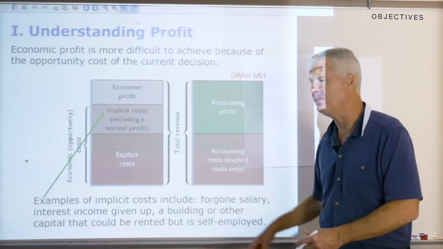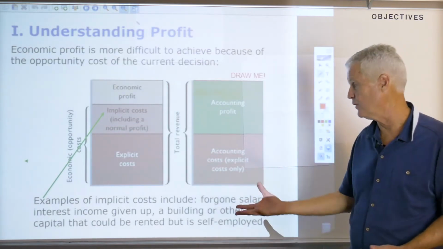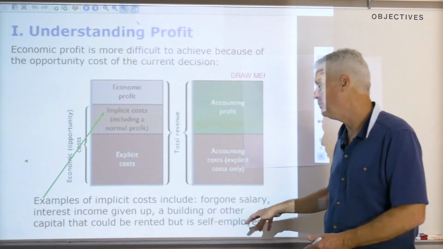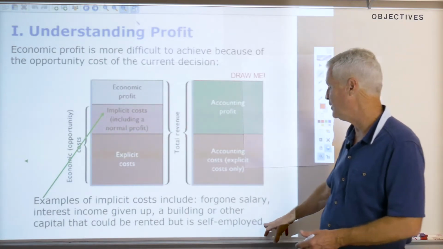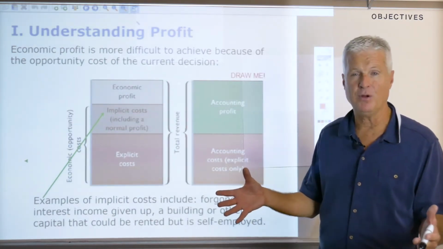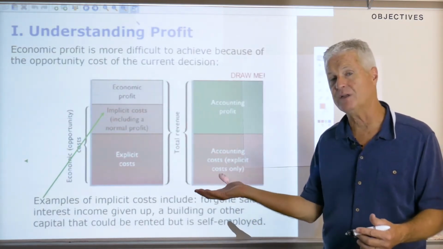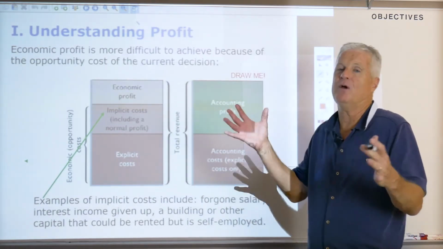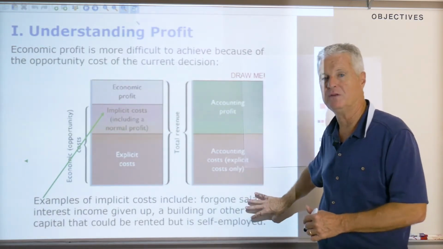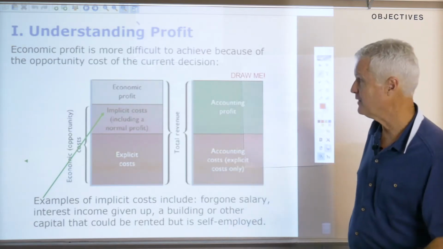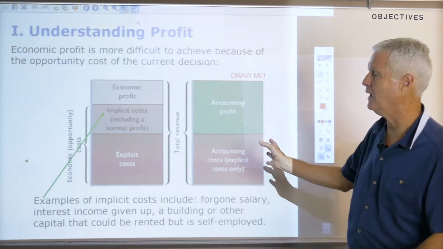Interest income given up. If you own that land, you could have earned interest. A building or other capital could be rented, but is self-employed. Let's say I own my own building. Well, I could rent it to somebody else and earn income. If I'm using it myself, it's like, well, I own it, there is no cost. There is a cost. There's an implicit cost. So that's the difference between accounting and economics.